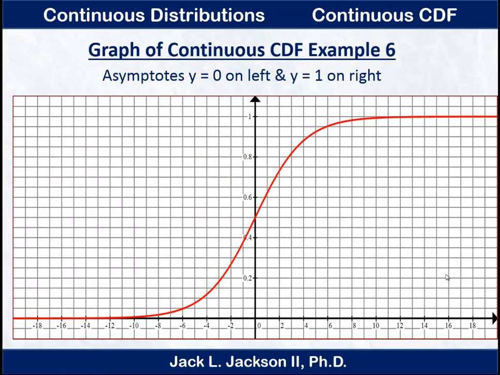Okay, in this example, we see that y equals 0, or the x-axis, is our asymptote on the left. y equals 1 is an asymptote on the right. For example, the most important distribution that we will look at is called a normal distribution. And a normal distribution would look something like this for the CDF.